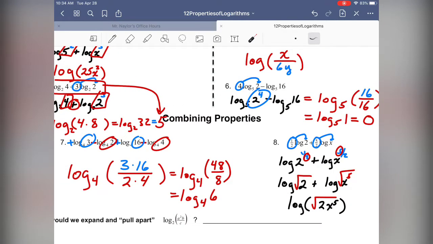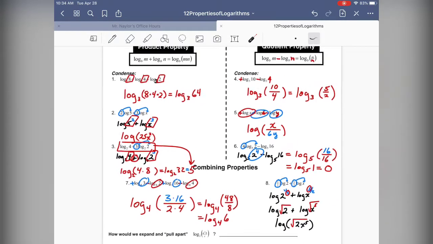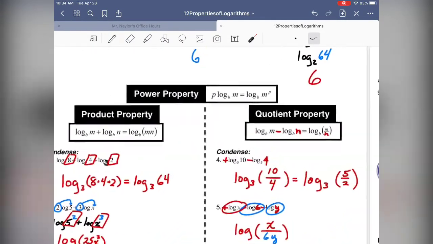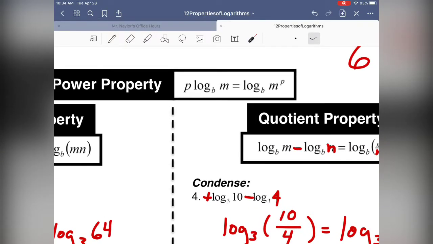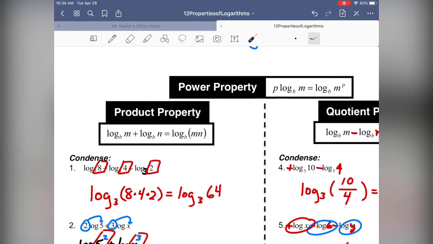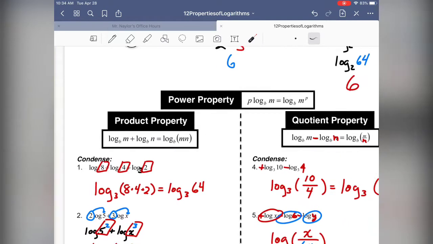Now, could we do the properties backwards? Could we pull apart a logarithm? Well, the answer quite simply is yes. But what you have to do is you have to think backwards. You have to think, wait a minute, I could take this exponent and I could actually bring it back down. Wait a minute, I could take a multiplication problem and I could pull it apart to be an addition problem.